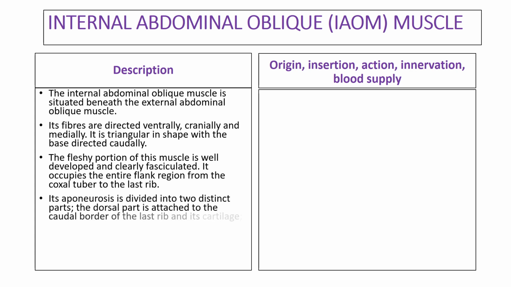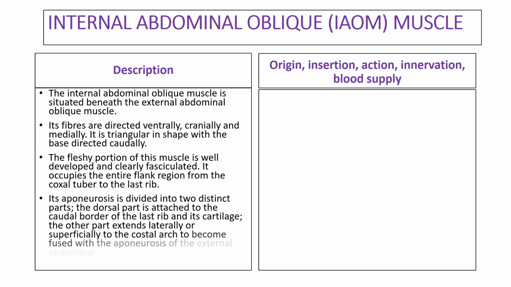Its aponeurosis is divided into two distinct parts. The dorsal part is attached to the caudal border of the last rib and its cartilage, and the other part extends laterally or superficially to the costal arch to become fused with the aponeurosis of the external abdominal oblique muscle.